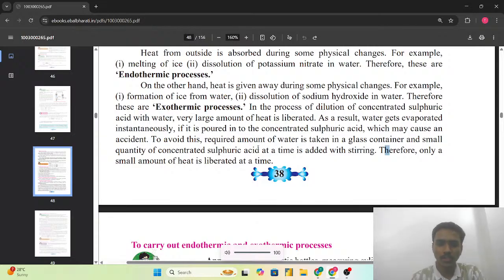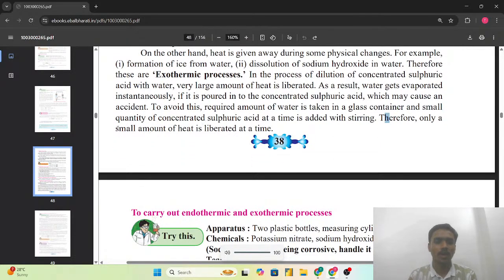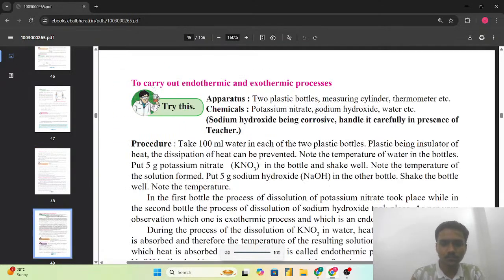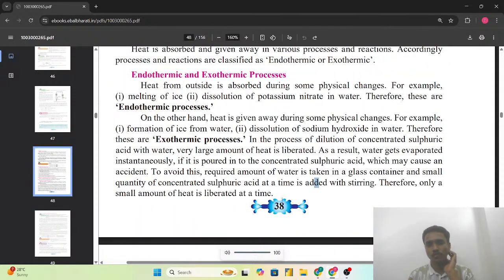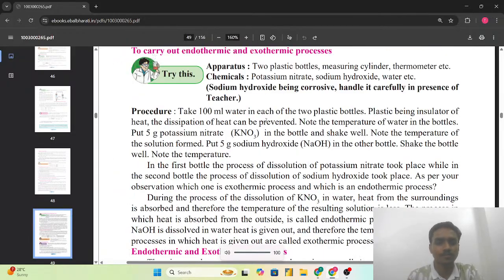The solvent here is water, which is in a large amount, and the solute is the concentrated sulfuric acid, which we take in a small amount. Due to this, less heat gets evolved, and that avoids damage. We studied the same example in class 8 about the exothermic process.